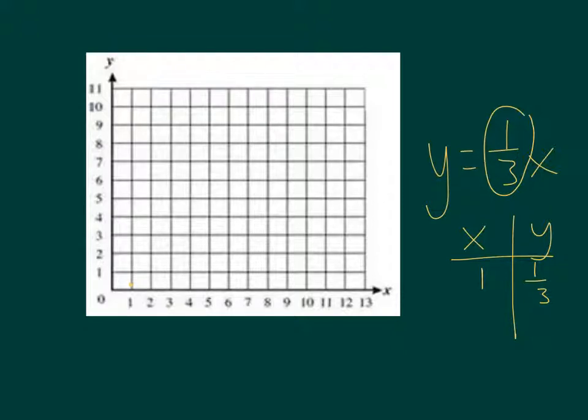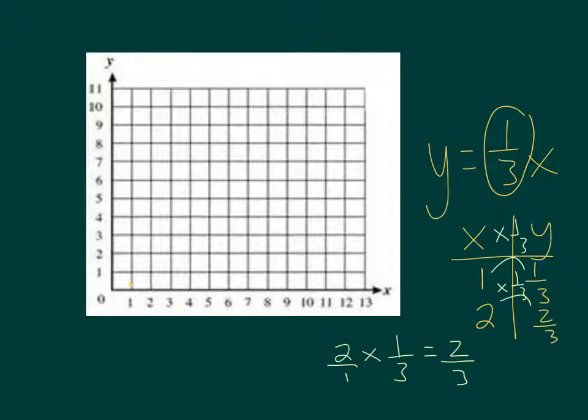I'm going to keep doing this. If I go over 2, well, how do I go from 1 to 1/3? I can go from 1 to 1/3 by multiplying by 1/3. So I know when I find my y value from 2, I'm going to need to multiply by 1/3. Well, 2 times 1/3 is equal to 2/3. So I know when x is 2, y is 2/3.